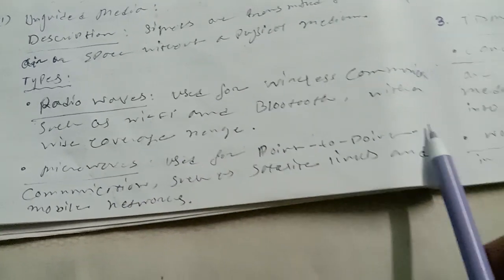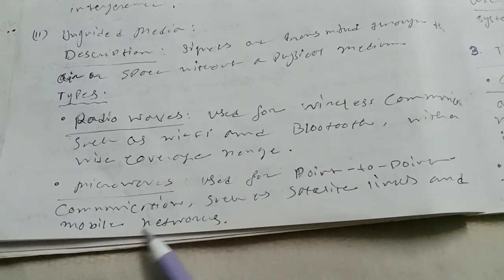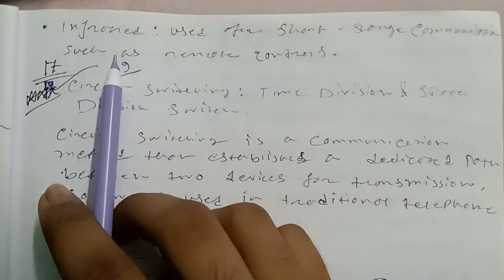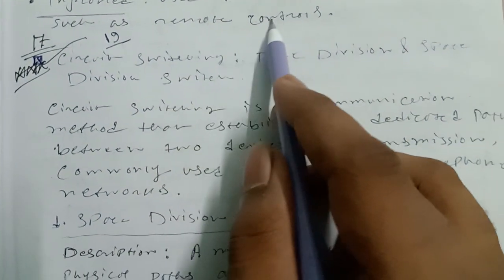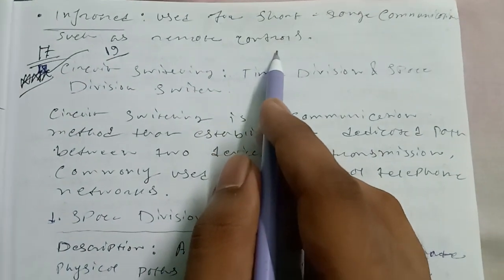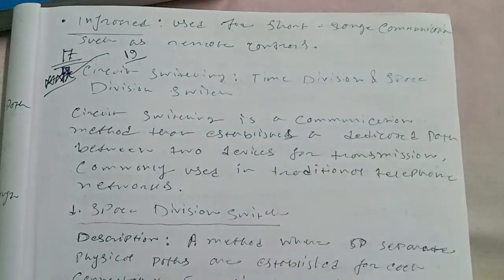Microwaves are used for point-to-point communication such as satellite links and mobile networks. Lastly, there is the third type of unguided media: infrared waves. Infrared is used for short-range communications such as remote controls.